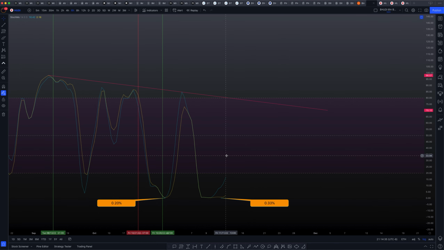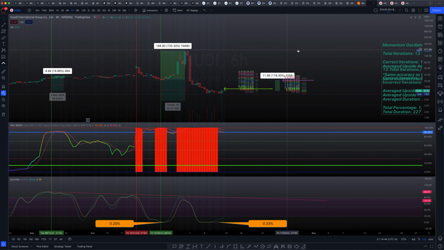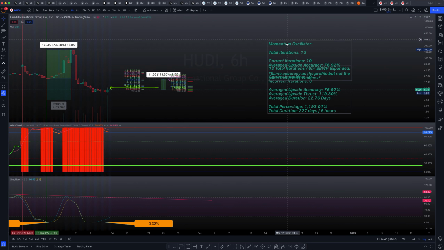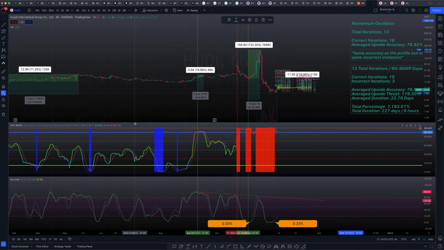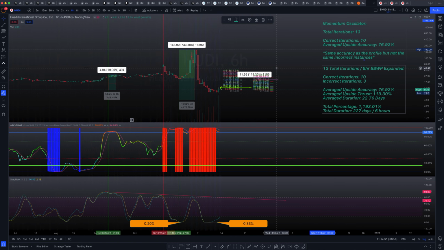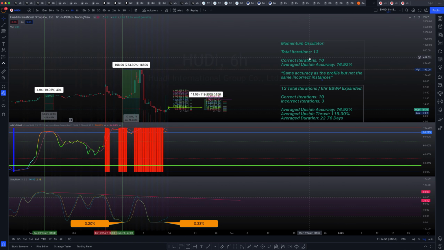Now, if we just take a quick look here, we can see that we are now starting to make that ascent, which is very good for the coming days for HUDI. Now, let's look at those metrics, you guys. So I have backtested the momentum oscillator by itself throughout the entire trading history of HUDI, and out of 13 total iterations, we have guessed the upside correctly 10 out of those 13 times, giving us an averaged upside accuracy of 76.92%.